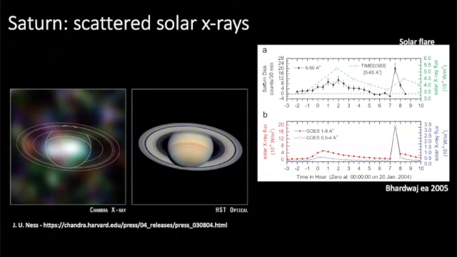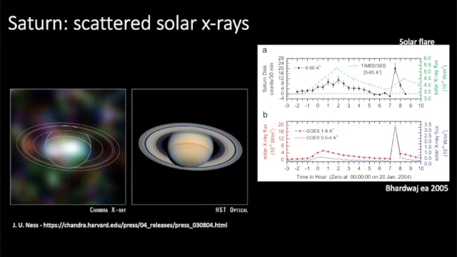Further away, we have Saturn. Saturn has mostly been detected in scattered X-rays. It's a relatively faint target and really hard to do. Jan-Uwe Ness made this beautiful composite image where you see the Chandra X-ray images of Saturn on the left versus a Hubble image on the right. There is evidence that we also have reflected X-rays from Saturn's rings.